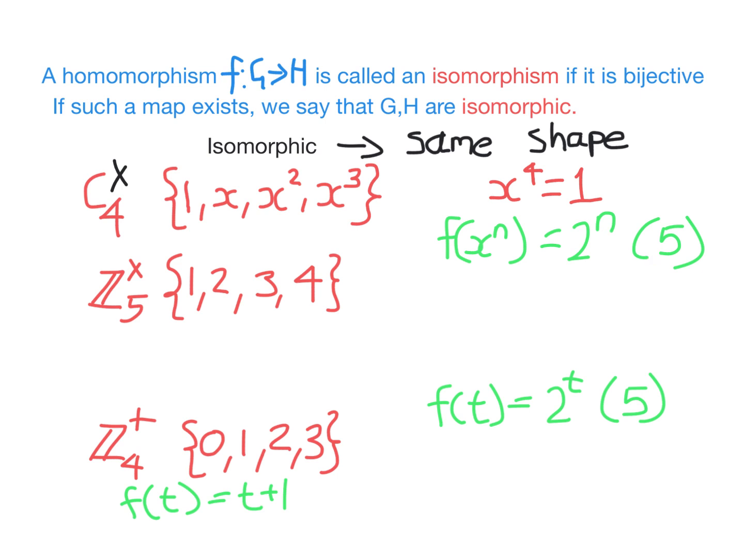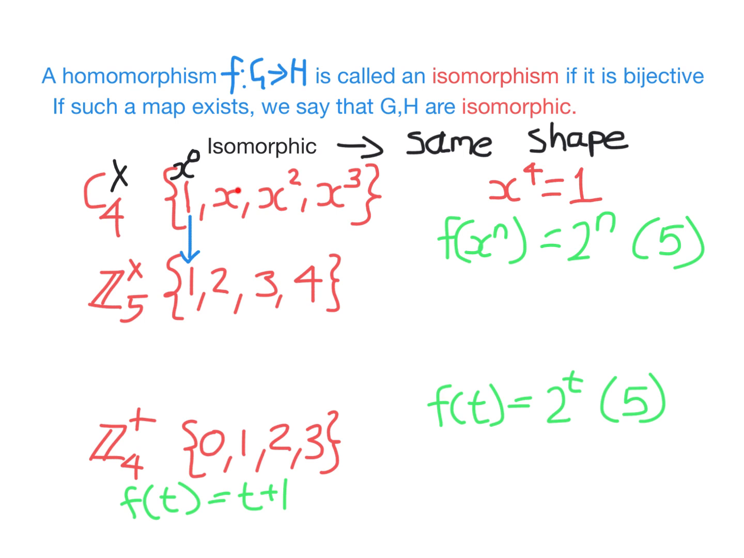So let's look at how the map would work. So here the power is 0. 1 is the same as x to the power of 0. So what we do under this map is we take the power and raise 2 to that modulo 5. So 2 to the power of 0 is 1 modulo 5. So this element's mapped there.